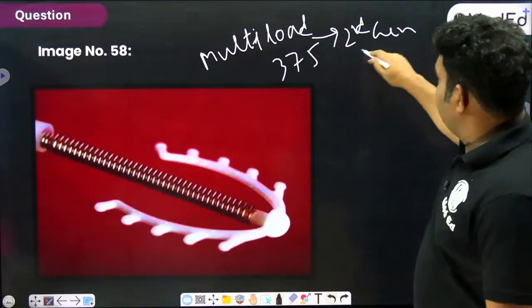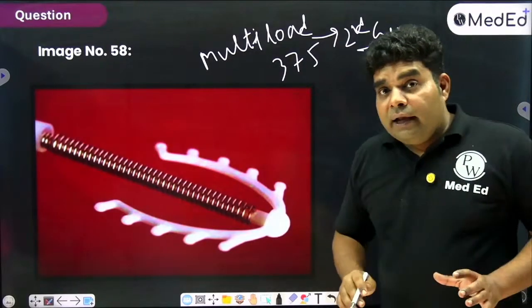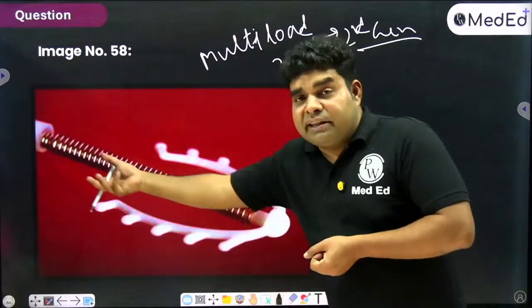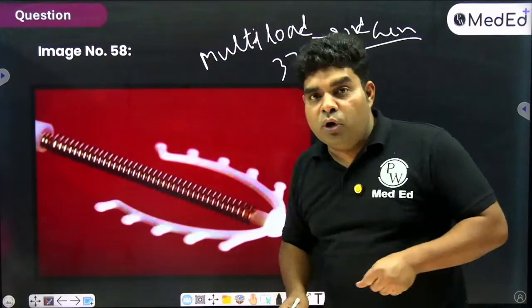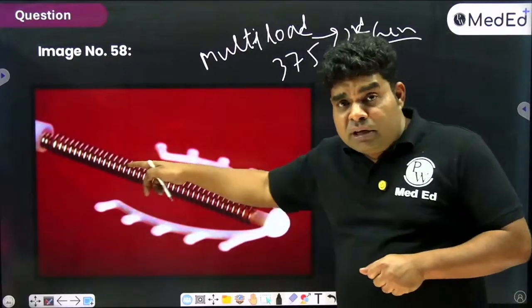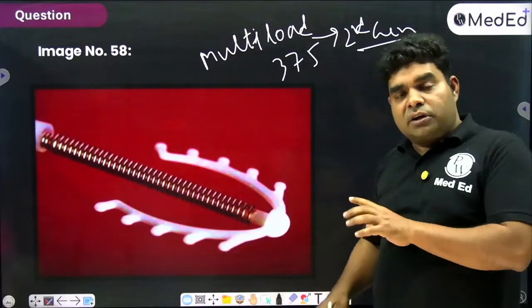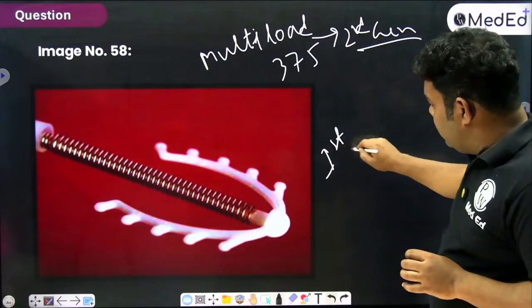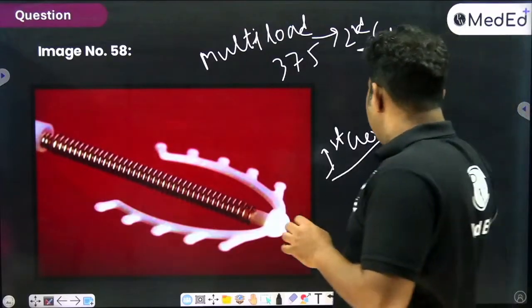How will you identify second and third generation? Very simple. Third generation will have hormone in it. If you see a plastic thing, only in plastic you can keep hormone, so third generation will have plastic. If you see metallic, it is either first or second generation. Because they have asked image based questions of first generation also.